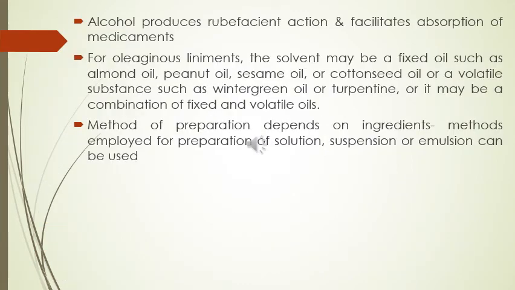Now, alcohol produces rubefacient action. Again, it facilitates absorption of the medicaments in the skin. Oleaginous liniments, in this case, the solvents can be fixed oil like almond oil, peanut oil, sesame oil, cottonseed oil, and volatile substance such as wintergreen oil, turpentine, or a combination of fixed and volatile oil. The method of preparation is the same, that is either solution, suspension, or emulsion.